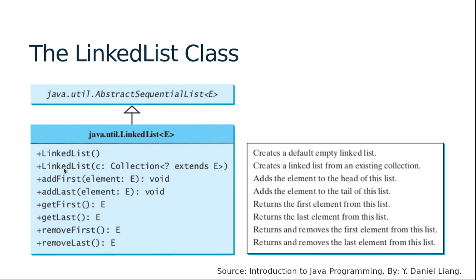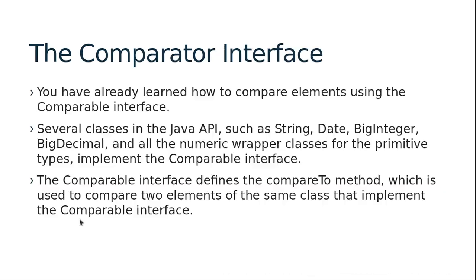It has a constructor with one parameter, a collection object, so it is going to have all the elements which are there in this collection. Then it has a few methods to either add first or add last, remove first or remove last. So it is going to have insert and delete operations on both ends, first and last. And it can also give you the current element from the first or the last position. So getFirst or getLast are the methods which return the first or the last element. So this is the LinkedList class.